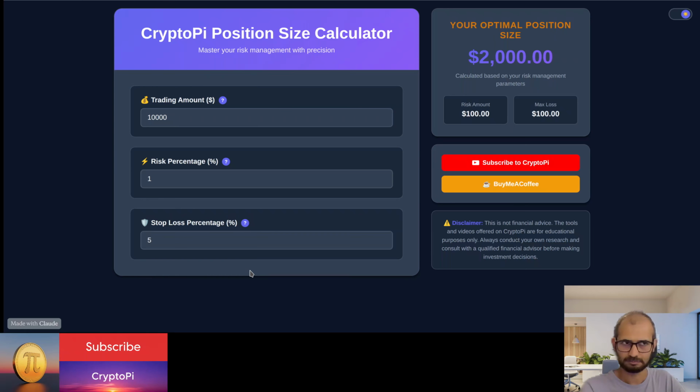I will most likely create another tool where the leverage will also be included in the calculation. So do wait for other videos before I make that tool available.